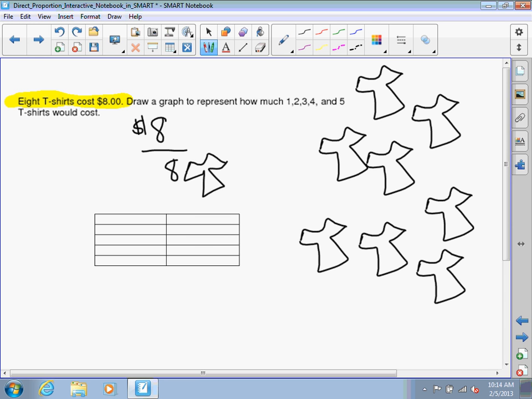$8 for 8 shirts. So what do we have to figure out for the unit rate? How much what? One shirt. How much does one shirt cost? $1. If 8 shirts cost $8, each shirt has to be $1. Okay? So the unit rate is $1 for one shirt. $1 for every shirt.